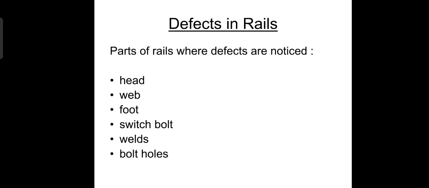Today we are going to see about the defects in rails. So first of all, we should know what are the parts of rails where the defects are noticed. The various parts are the head, web, foot, switchboard, welds and bolt holes.